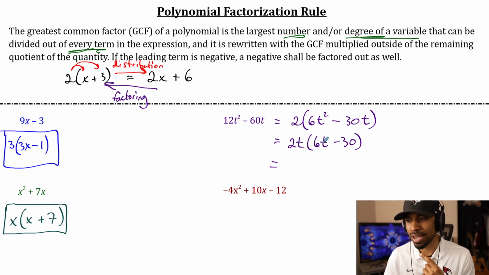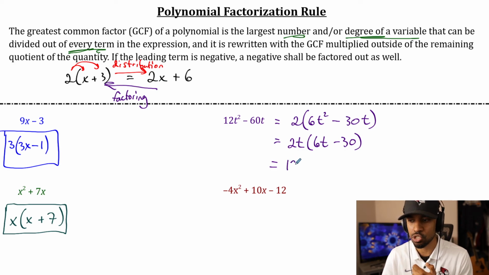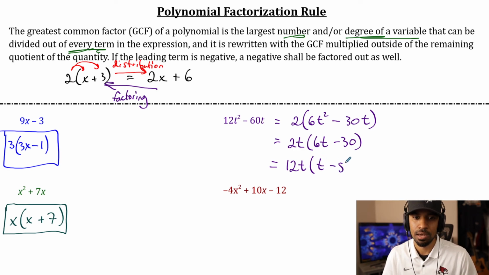So I have to multiply the 6 that I factored out with the 2. 2 times the factored 6 is 12. I just factored out a 6. It multiplied with the 2, and I have 12. And I'm left with t minus 5.